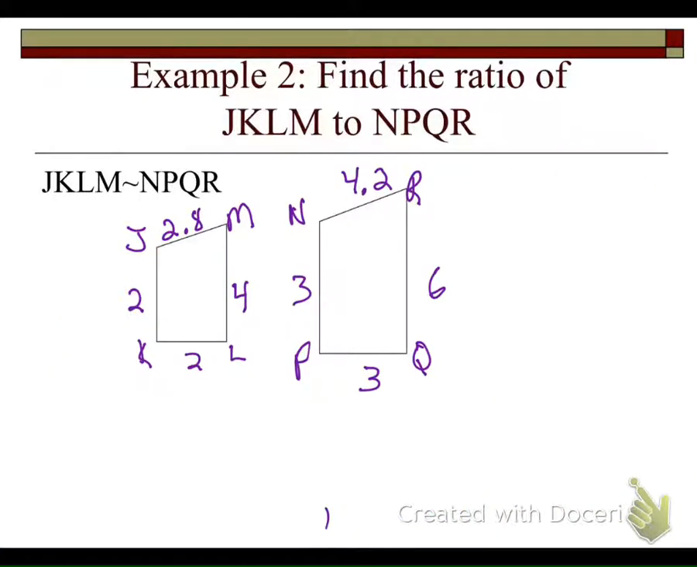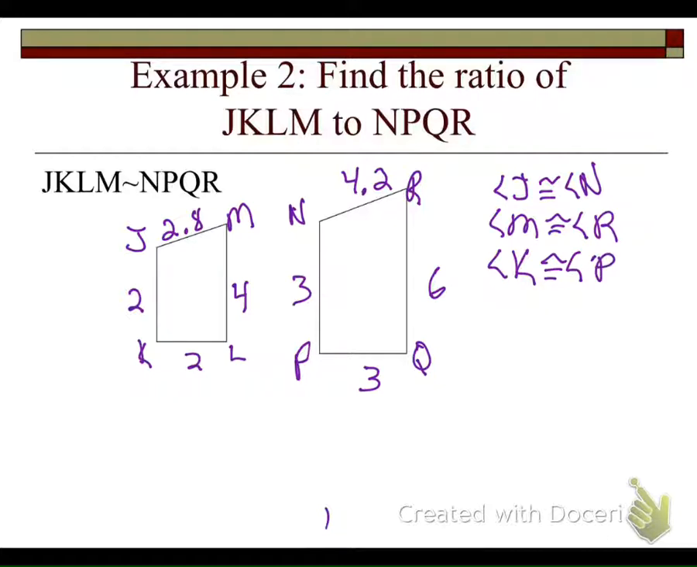Let's begin by naming those angles. So we have angle J, which is congruent to angle, then I just did them off to the side, so I apologize for that. Okay, and then we have angle M, which is congruent to angle R. We have angle K, which is congruent to angle P. And then we have angle L, which is congruent to angle Q.